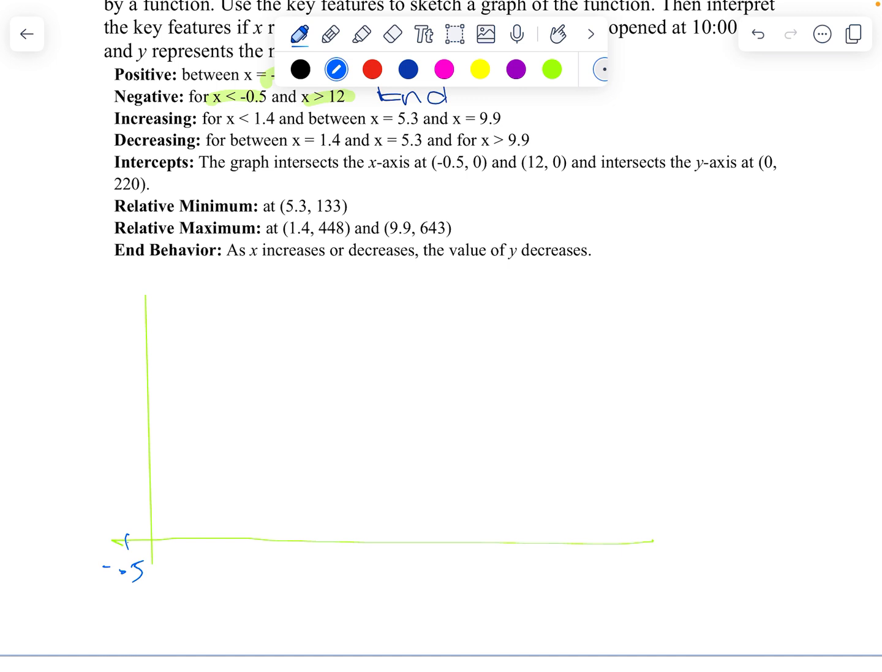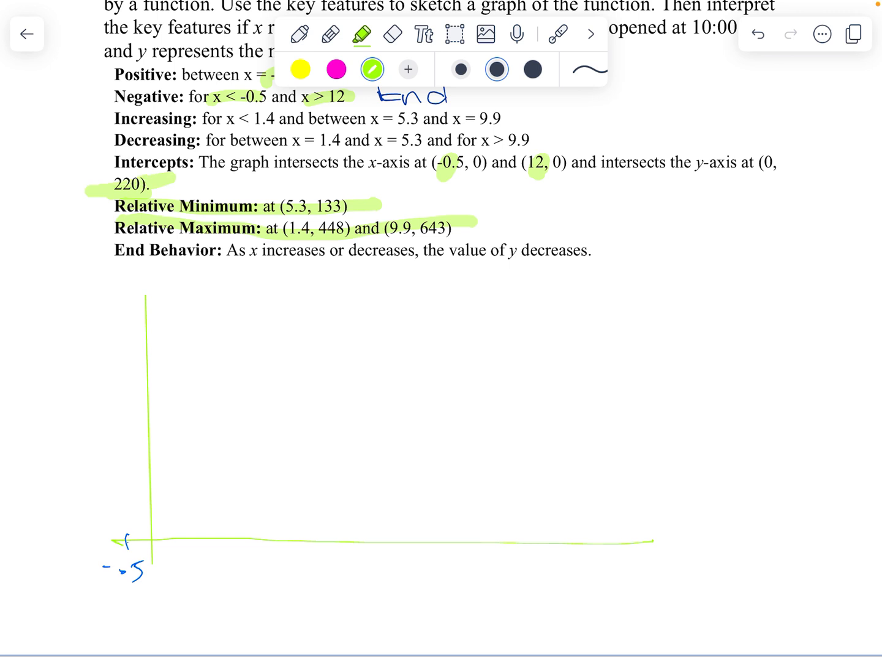Let's keep on going with my key features. I just stopped to graph this part so I kind of understand how to make my graph. Now let's keep on looking at what we're doing in the problem. Okay, it's increasing for x is less than 1.4. And it's increasing between 5.3 and 9.9, which means I'm guessing I'll have a relative minimum and a maxima down here. That will help me out. I've got intercepts. I've got an x-intercept at negative 1/2, 12, and I got a y-intercept at 220.